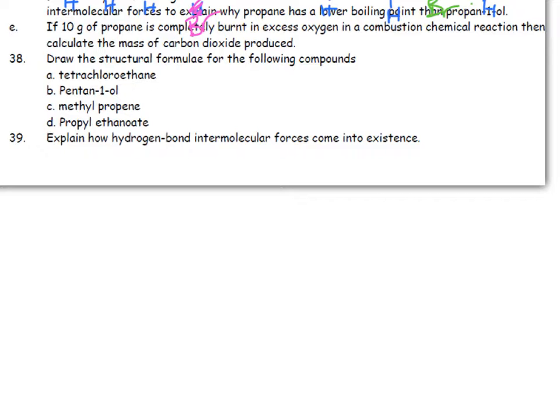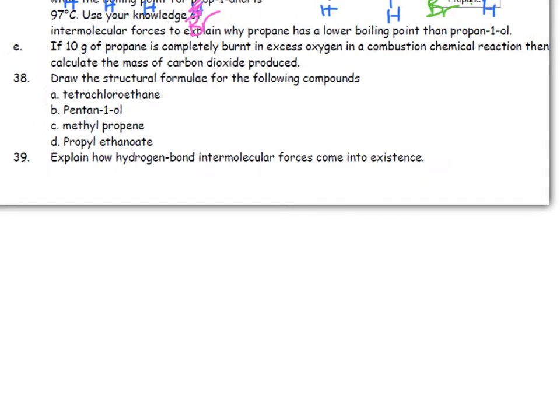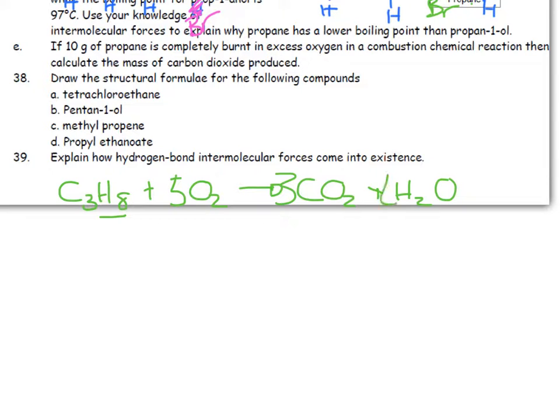If I now take 10 grams of propane, C3H8, and I react it with oxygen, I'm going to form carbon dioxide and water. I need to balance that reaction and the balancing numbers. First I look at the carbons and I balance out the carbons, then I look at the hydrogens and I balance out the hydrogens, and then I see what I can do with the oxygens, and sometimes I have to double and sometimes I don't.